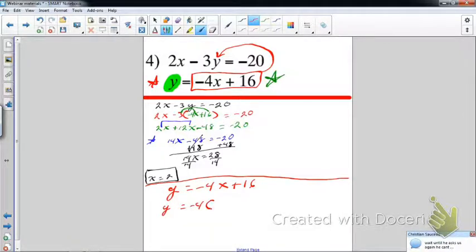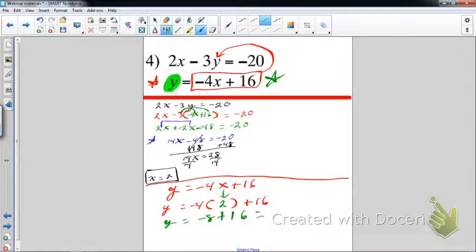So here we go, plus 16. I substitute what I know. What is it that I know about x? Again, that it's going to be 2. And I have y is equal to negative 8 plus 16. And that actually simplifies to positive 8. So the ordered pair, or where they're going to crisscross, is located at 2, 8. Again, that's where they're both going to crisscross.